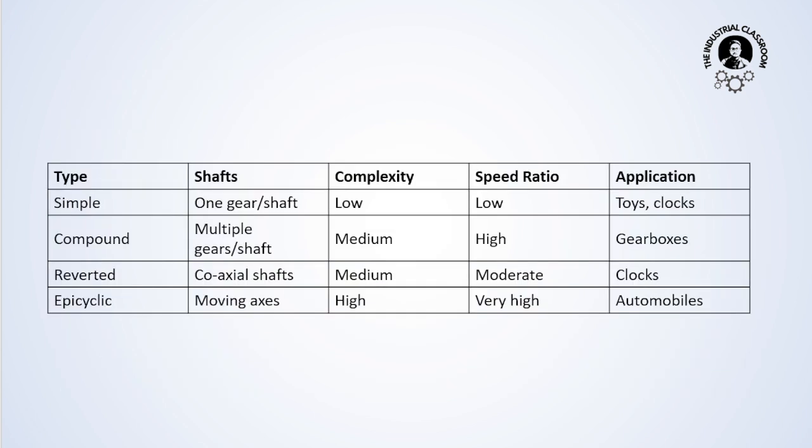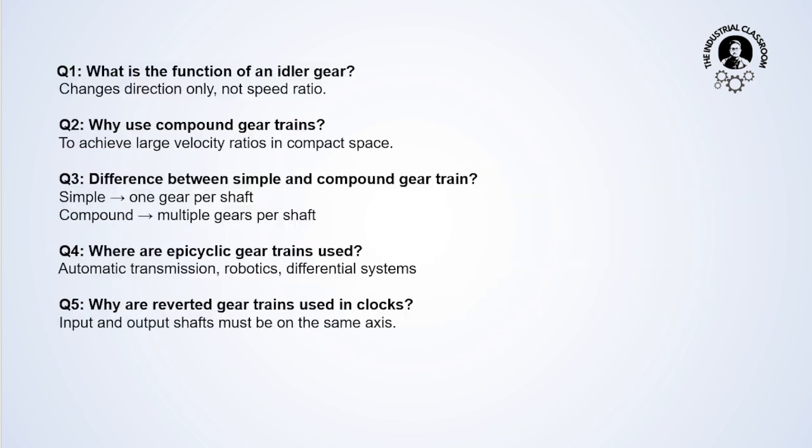Now let us see, this is a small tabular chart. You can just pause and go through it. We will not be discussing this. Remember, what are these questions? What is the function of an idler gear? The idler gear is to change the direction, no speed ratio change, only change the direction.